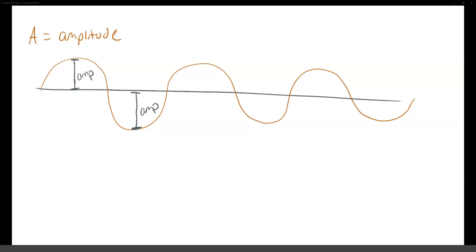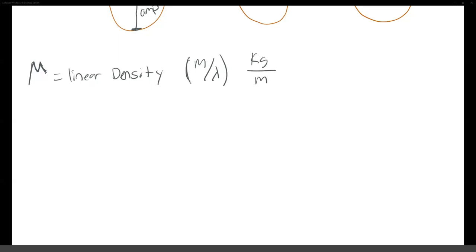So move on for now. Mu. I think it's supposed to look like a little upside down H, but it ends up looking like an M sometimes. That equals linear density. Linear density is also equal to the mass divided by the wavelength. And so it's usually in kilograms per meter, right?